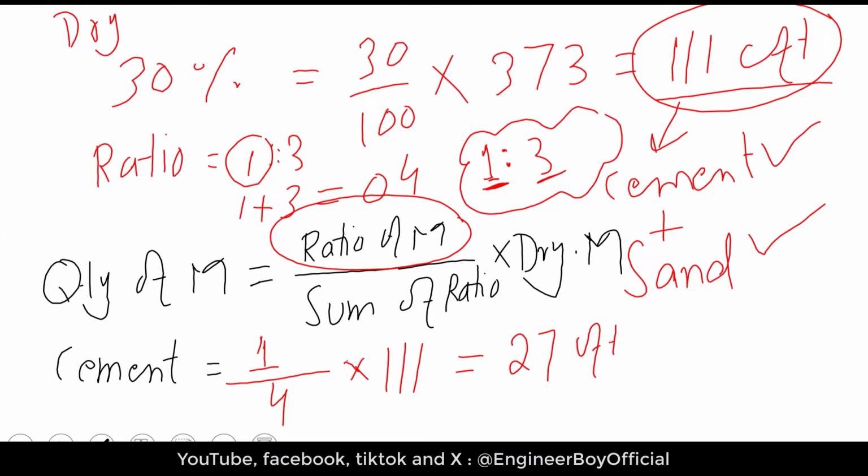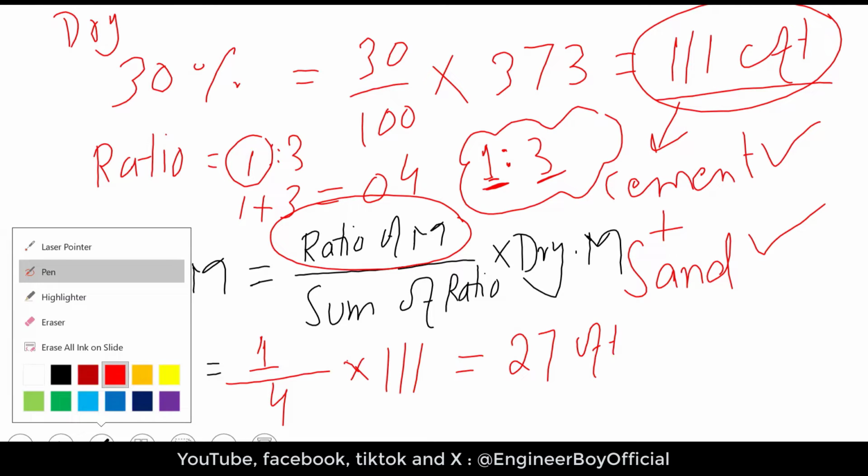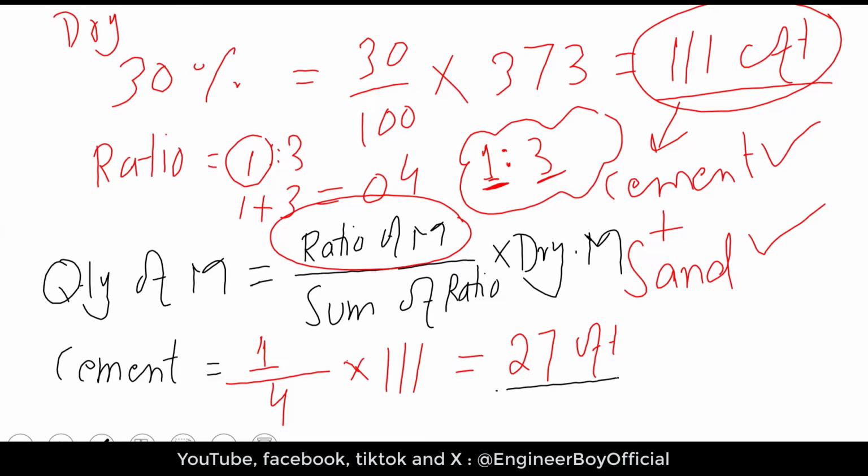Now, in order to convert the CFT into bags, you should know the volume of one cement bag. This can be different according to your country's bag volume, like maybe in Pakistan, it is 1.25 CFT. So you have to divide this by 1.25 in order to get the quantity of cement in bags, and this should be approximately 22 bags.